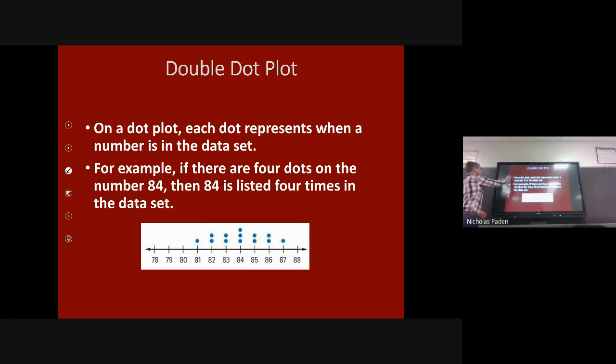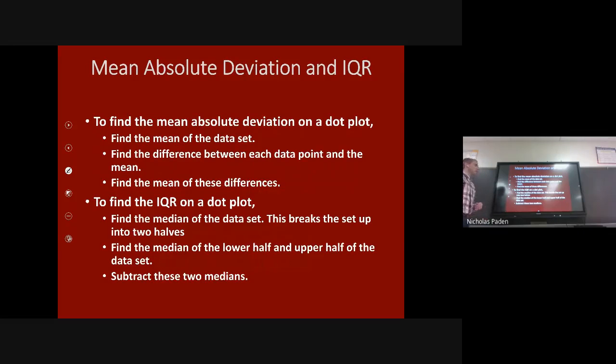So a couple of things when dealing with double dot plots. If we have to find the mean absolute deviation, that's where we find the mean and then find the difference between each point. The only time that we would have to find the mean absolute deviation on a dot plot is if everything is symmetric. And what I mean by symmetric is that it's the same on one side and the other. Most of the time, actually probably all of the time, we're going to have to find the IQR instead.